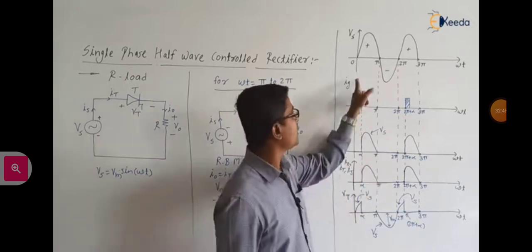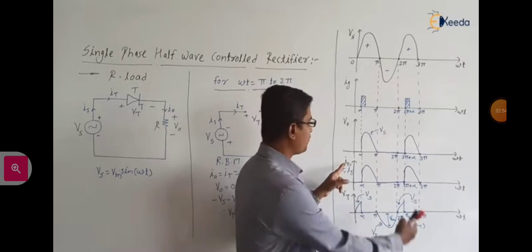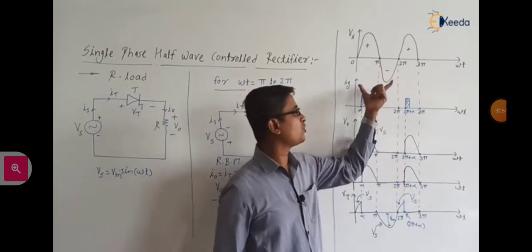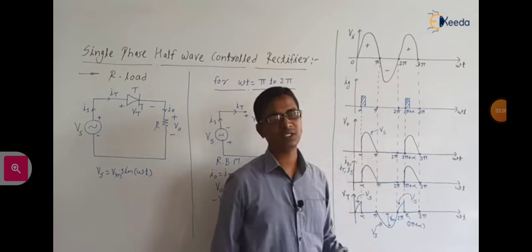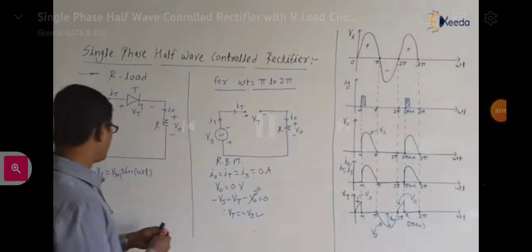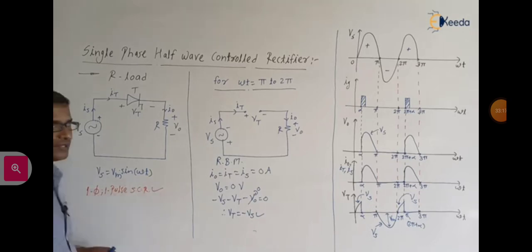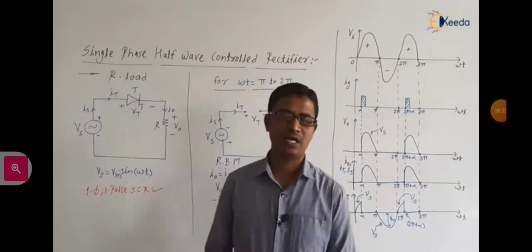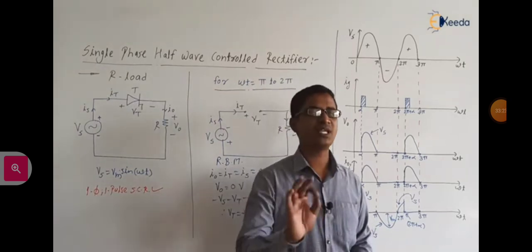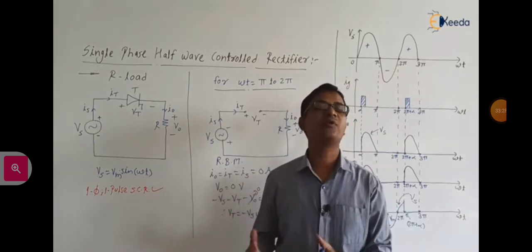Next, corresponding to one input cycle, from 0 to 2 pi, in the output we are getting only one pulse. That's why it is known as a single phase single pulse rectifier, also known as a single phase single pulse SCR. Sometimes they ask questions about a single phase single pulse SCR. If they use the wording single phase single pulse SCR or single phase single pulse rectifier, you need to understand it is a half wave rectifier. Are you getting the point?